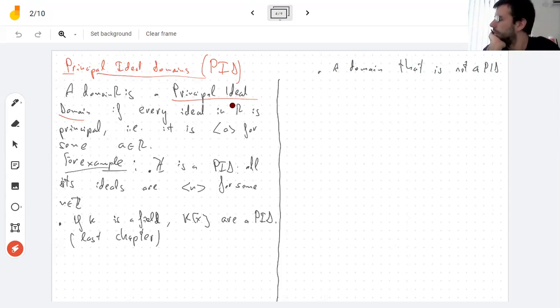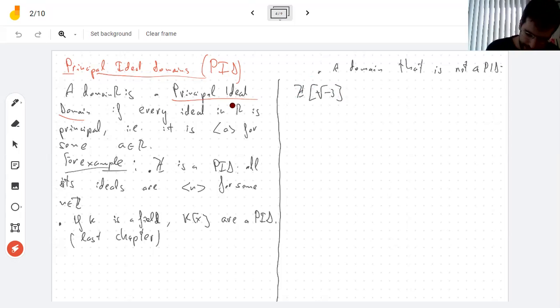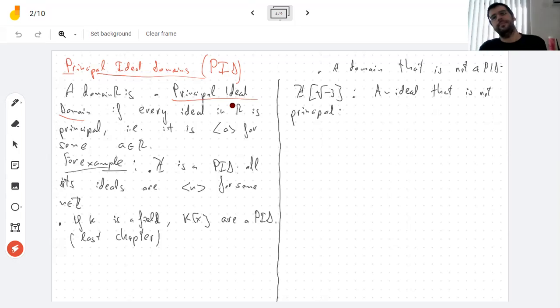I feel like this wasn't your homework. Or maybe not. This has come up in class for sure. Z of square root of -3. That is correct. That is not a PID. So what's an ideal here that's not principal? Oh, this is tricky. This is a hard question.